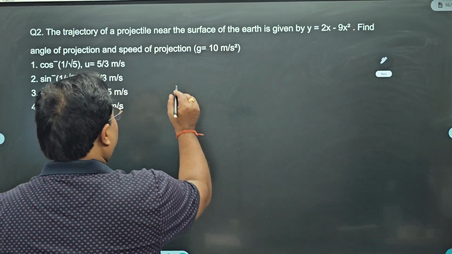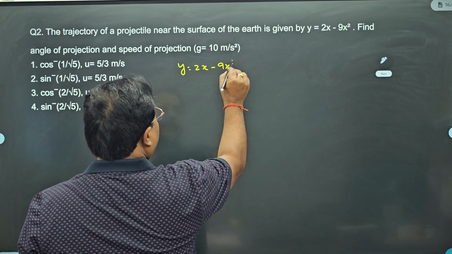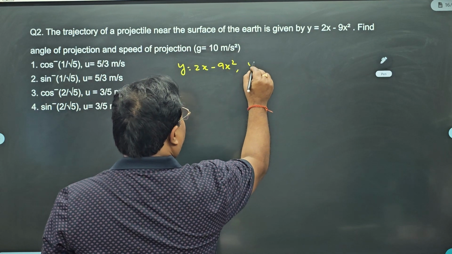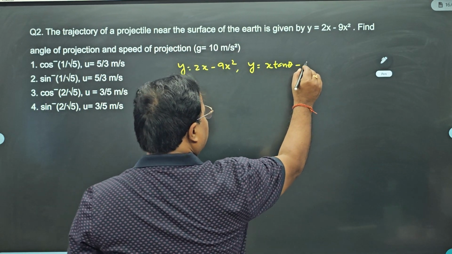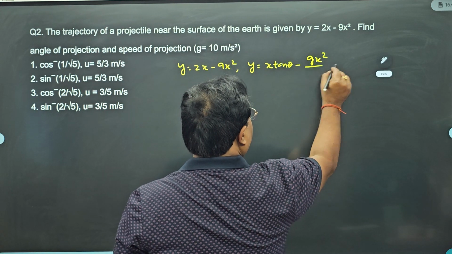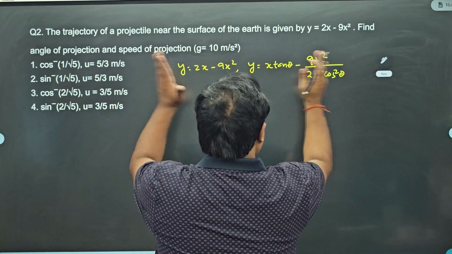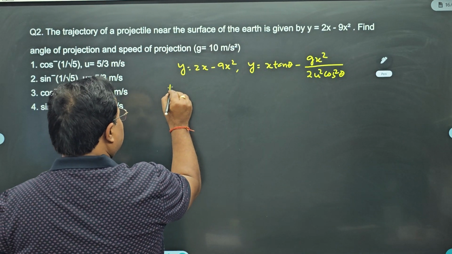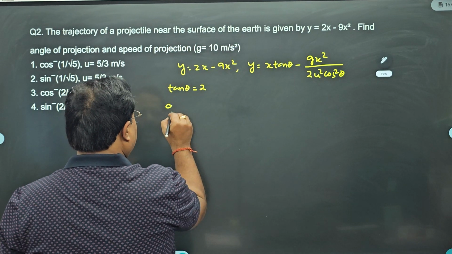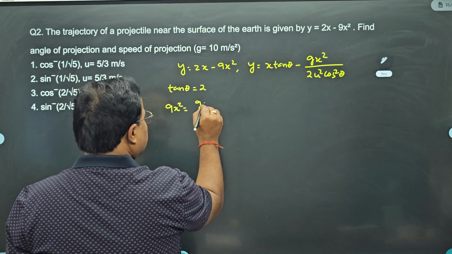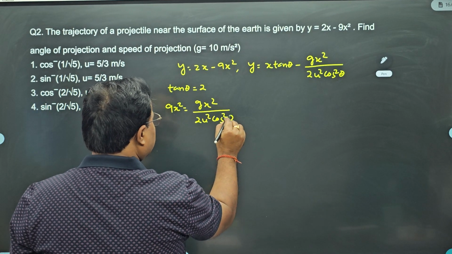Here the equation of projectile motion is given as y is equal to 2x minus 9x square. What is the equation of projectile motion which we have derived? Y is equal to x tan theta minus g x square by 2u square cos square theta. This is the equation that we have derived. If you compare these two, what is tan theta? Tan theta is equal to 2. Next, 9x square is equal to g x square by 2u square cos square theta.